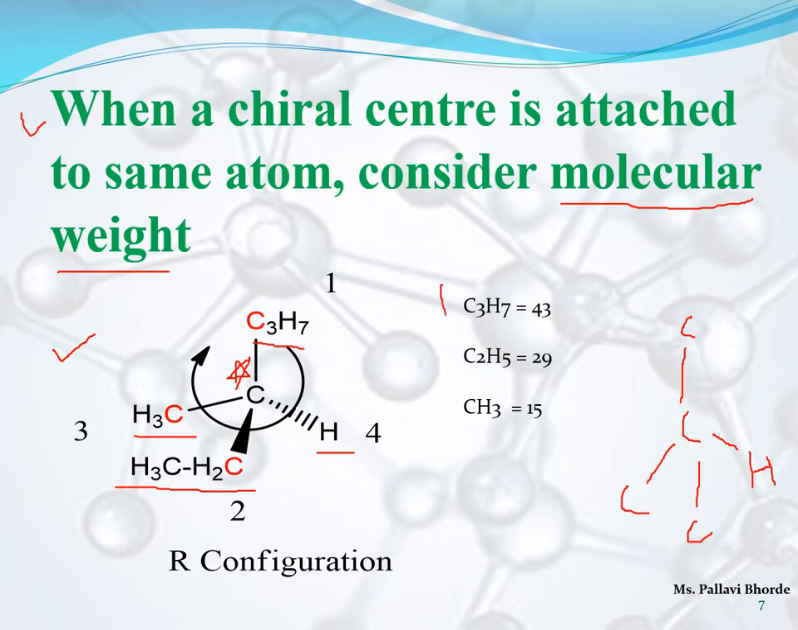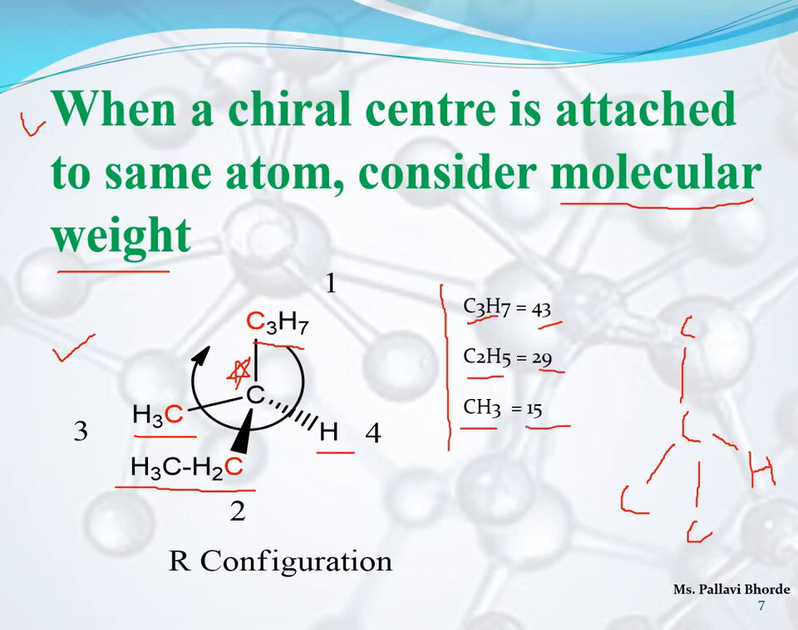Here I have written molecular weights here. Now you are not going to consider atomic number, because all the 3 carbons which I have shown in red color will have same atomic number, that is 6. So you cannot give priority. So what you will consider? You will consider molecular weight. Here I have given molecular weights. Propyl is having 43 molecular weight, ethyl is having 29 and CH3 is 15.